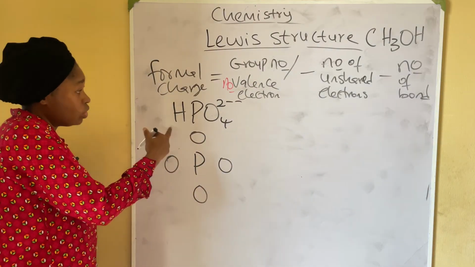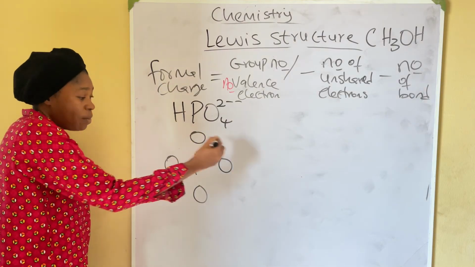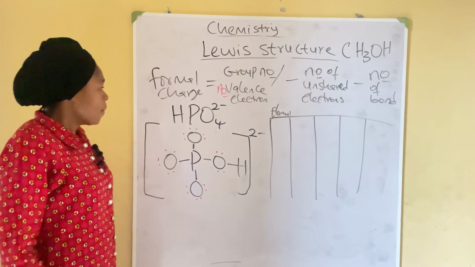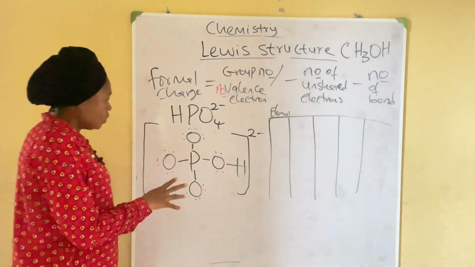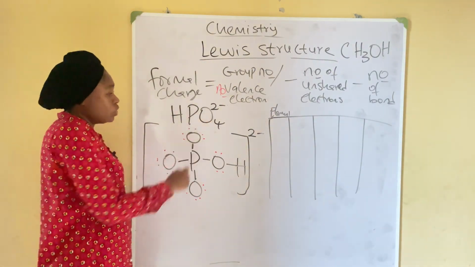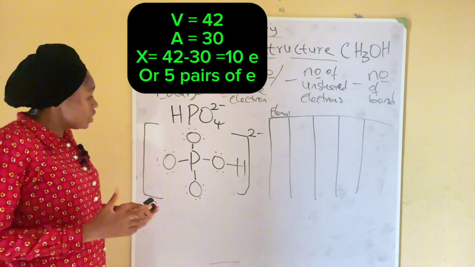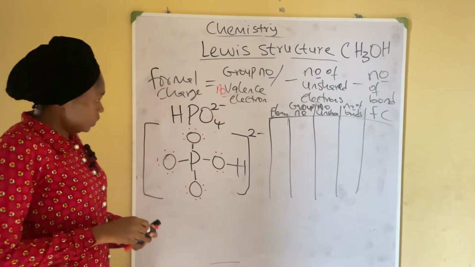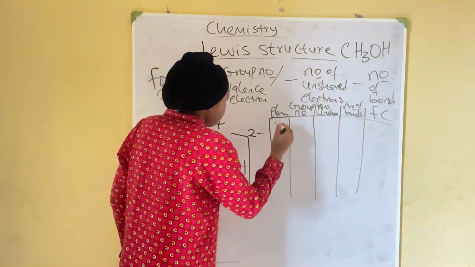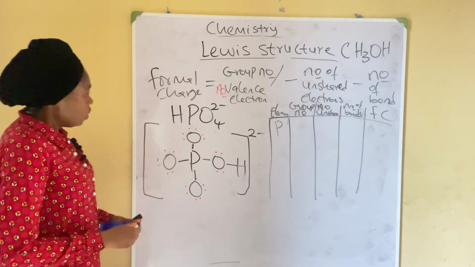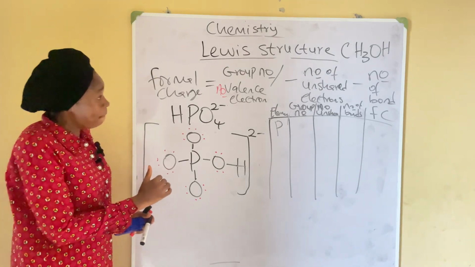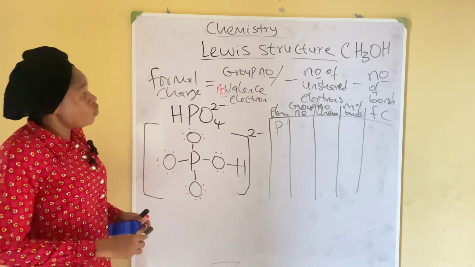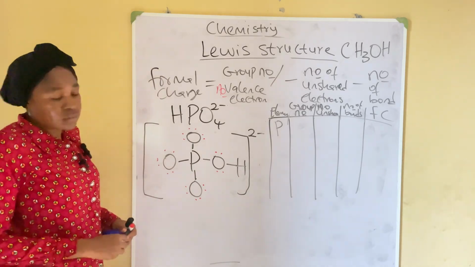We're just making the skeleton of this, so you can just place the hydrogen anywhere. If you want to put it here, anywhere you put it, you're right. Okay, let's look at the formal charge on this radical to see which structure is the most stable for it. So phosphorus, P. What's the group number of phosphorus? That's group 5.